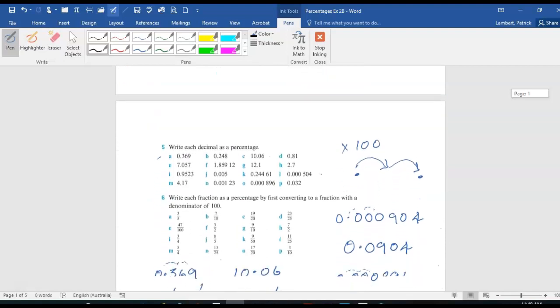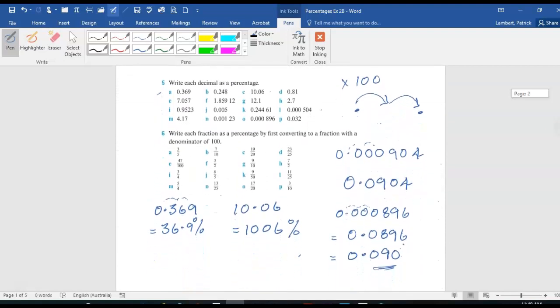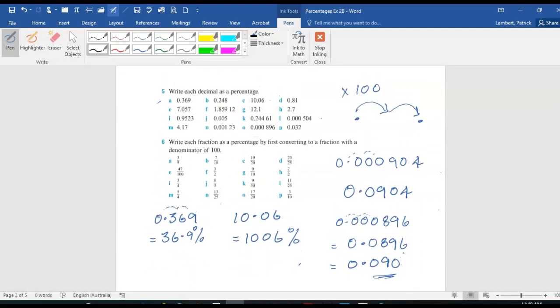Moving on, and you can ask me later if you have any questions on these. Here we've got the inverse. We're multiplying by 100 to bring the decimal to a percentage. So we start with the decimal point here and move it two places whenever we're multiplying by 100. So in part A, we've got 0.369. Decimal point goes across and becomes 36.9%.